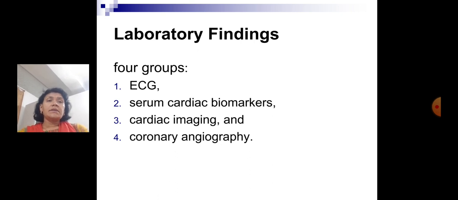Lab findings, that is investigations, assessment. There are 4 groups: ECGs, cardiac biomarkers, imaging, and angiography. So these are the 4 major things we have to evaluate.